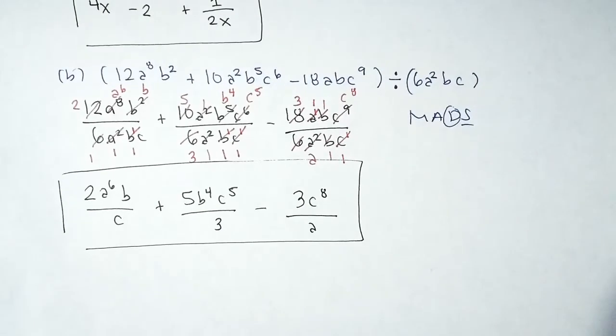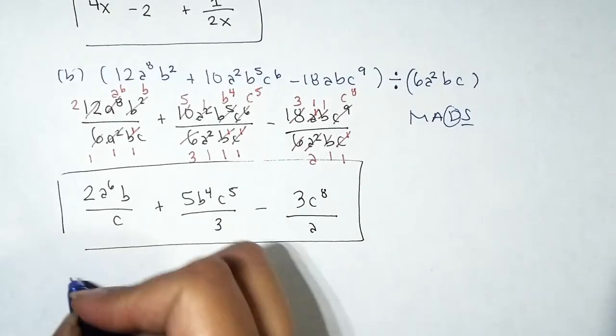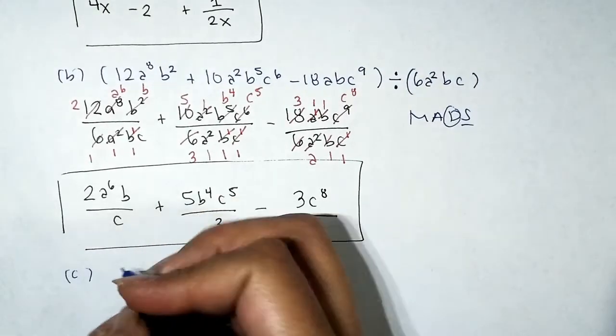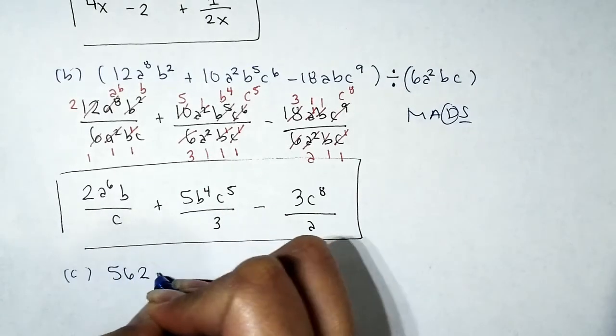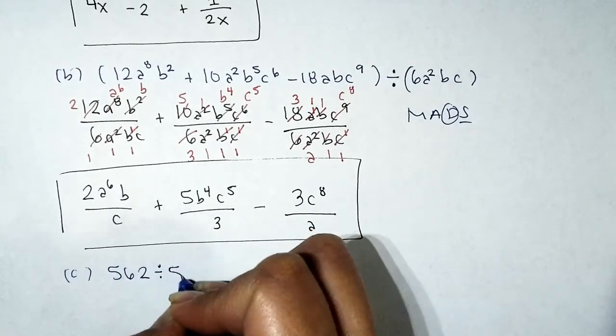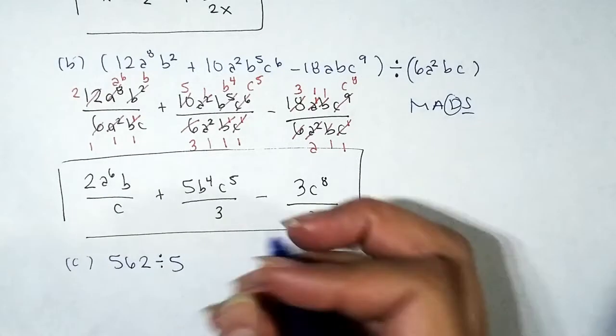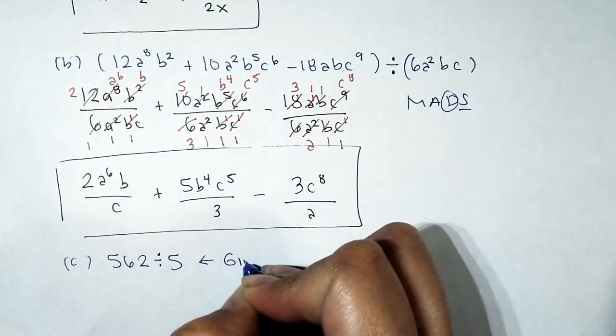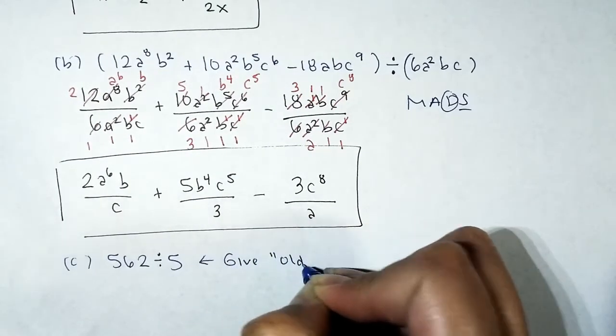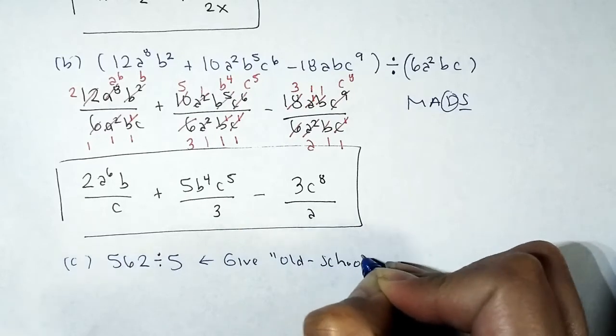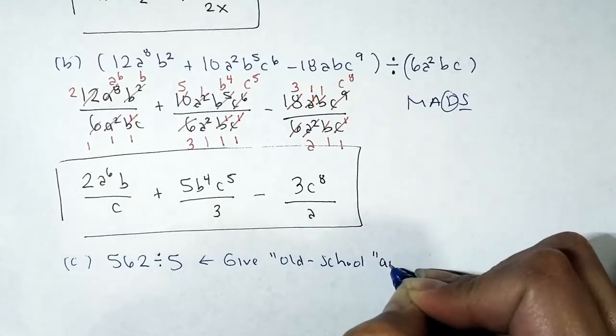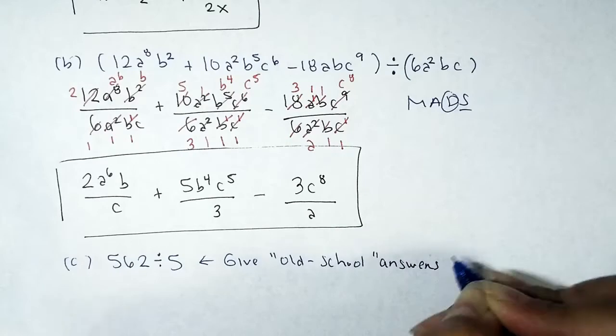So let's go ahead and put out this fun problem that I don't think you're quite expecting in this unit. So we have 562 divided by 5. I know, curveball. Okay, and then I'm gonna put a little love note. I want you to give old school answers. What do I mean by old school answers?